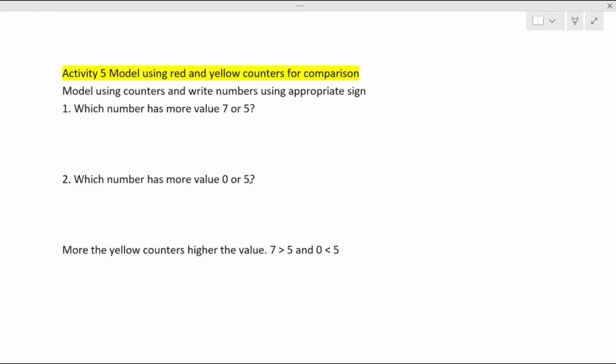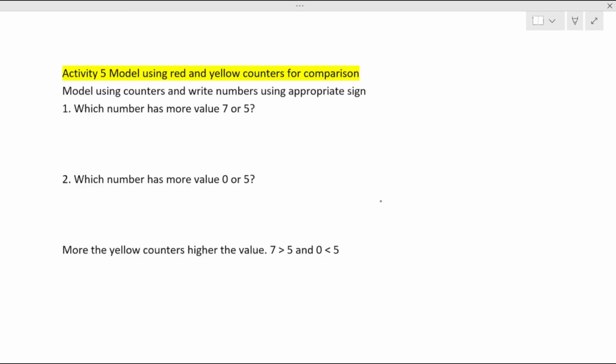Welcome, students, to this short video explaining how to compare integers using the modeling of counters. Please do watch the previous video on using the counters to understand addition of positive and negative integers, which will bring clarity to your understanding and help you understand this one better.